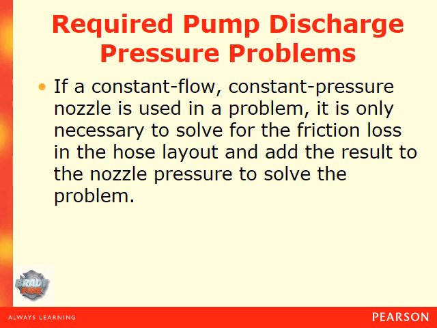If a constant flow or constant pressure nozzle is used in a problem, it is only necessary to solve for the friction loss in the hose layout and add the result to the nozzle pressure to solve the problem.